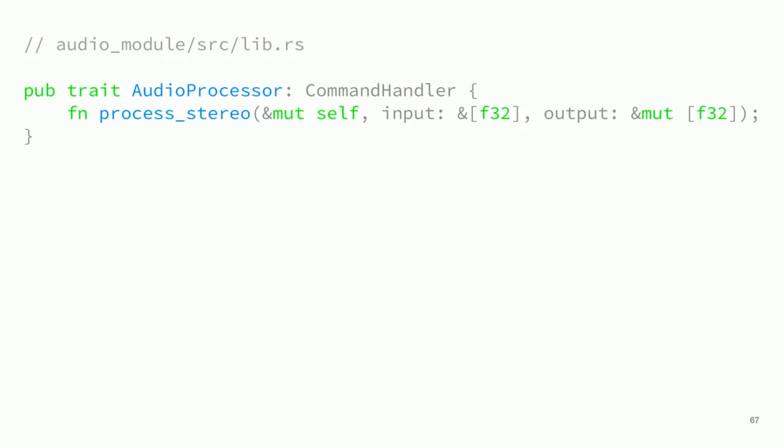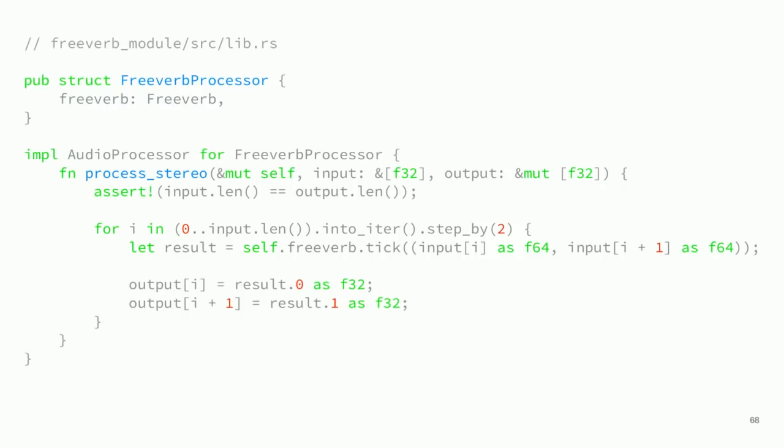The audio processor, we expect to also be able to handle commands. And so you can compose these traits together and create a full declaration of an interface, which on its own doesn't do anything, but can then be used for cases like this. So I created a new module, FreeVerb module, which then has a FreeVerb processor, which internally has the FreeVerb struct that we made that does the ticking, but we're encapsulating that here. And then we implement audio processor and the process stereo method for it.